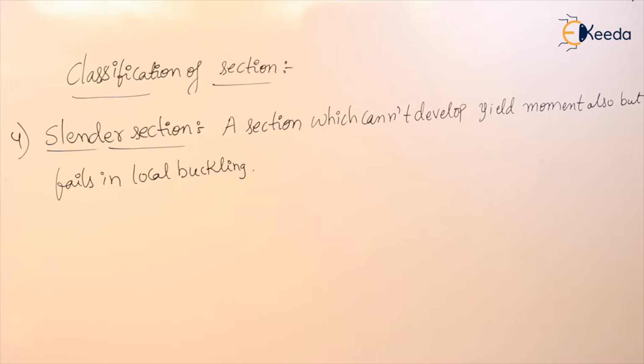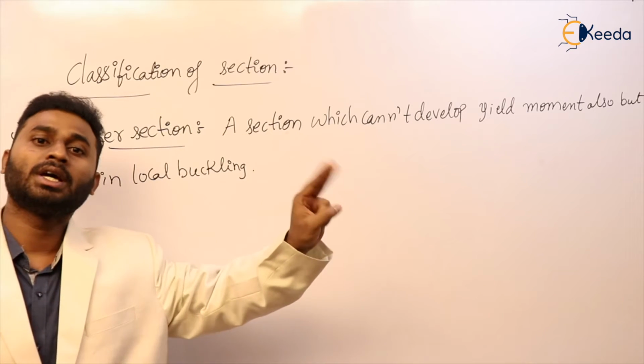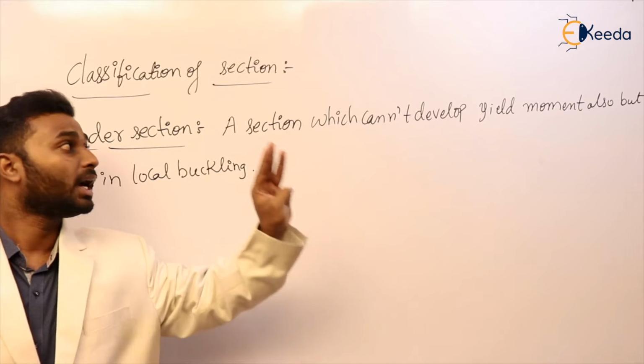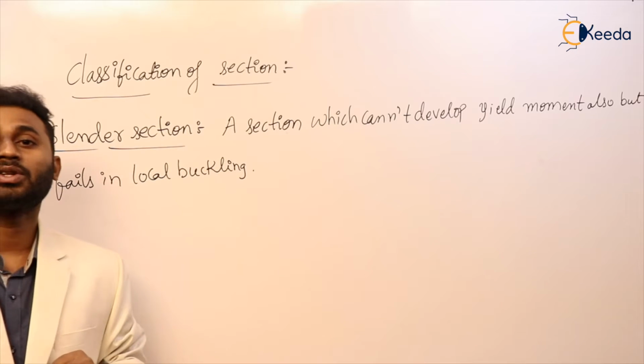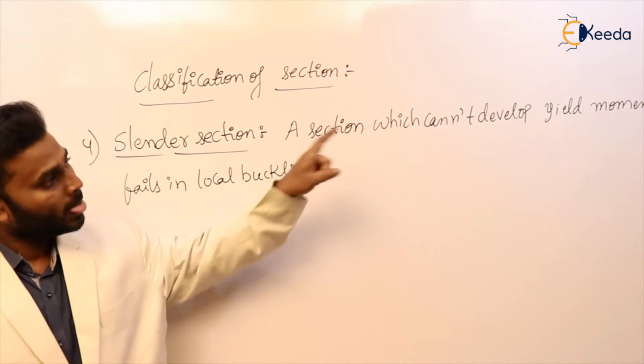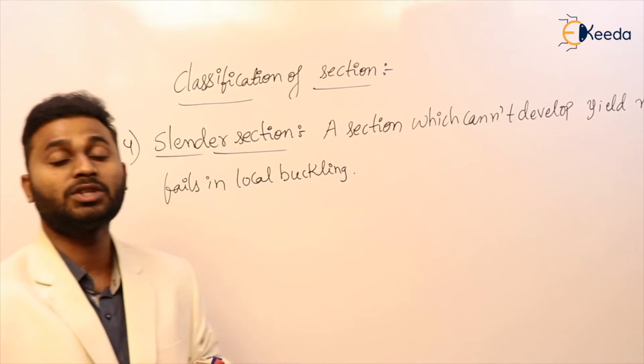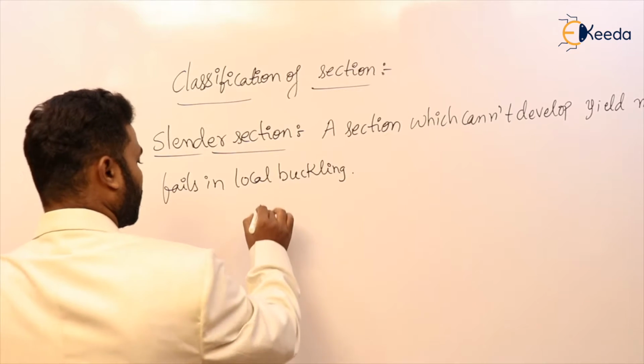Agree, this is a slender section. So now these are the classifications of a beam section. What are those classifications? Plastic section, compact section, semi-compact section, and slender section. This classification is based on yield moment and plastic moment. Now I'm going to explain this with a curve or graph.